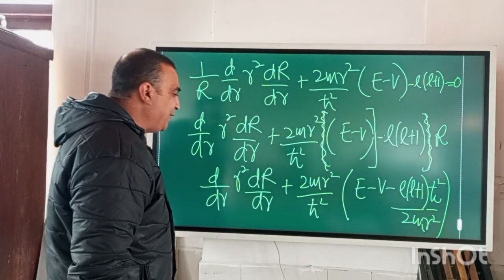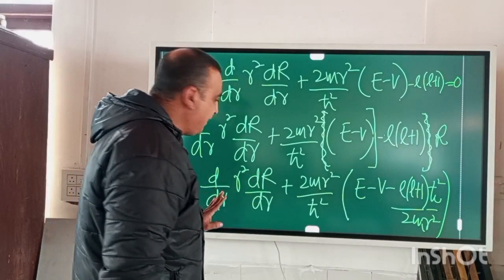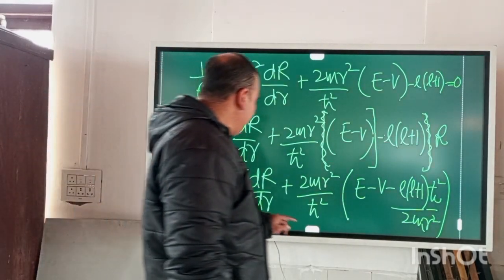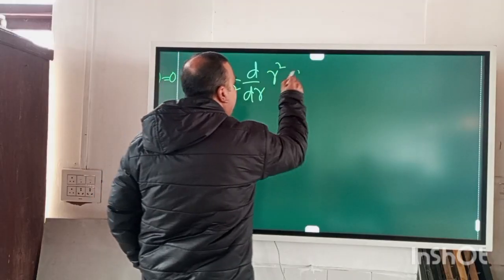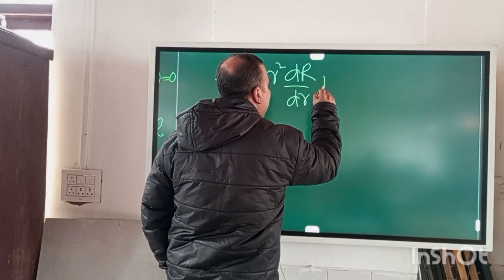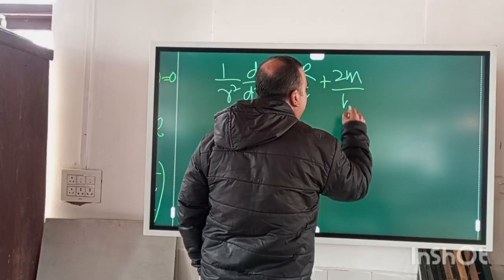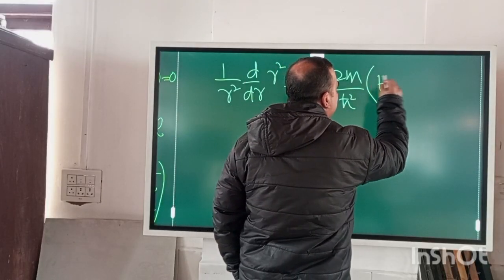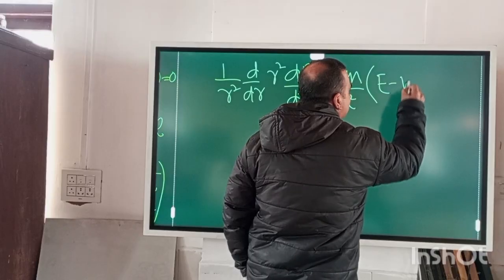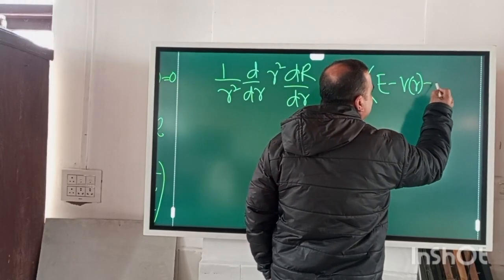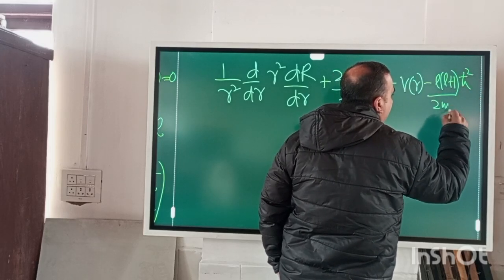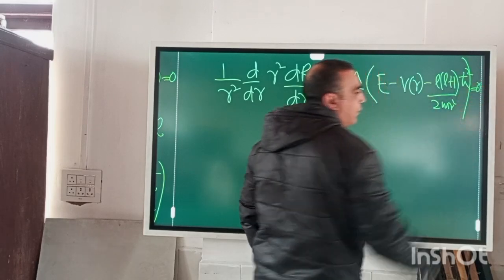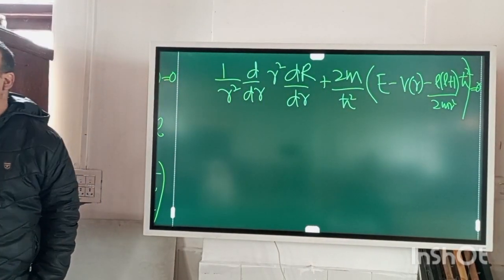Another change I want to bring in here. So till now it's fine, okay? Have you written it down? Come on. Let me move from here. I will write now 1 by r square d by dr of r square dR by dr plus 2m by h bar square times E minus V of r, then minus L into L plus 1 h bar square by 2m r square is equal to 0. Is it right? Come on. Is it right?